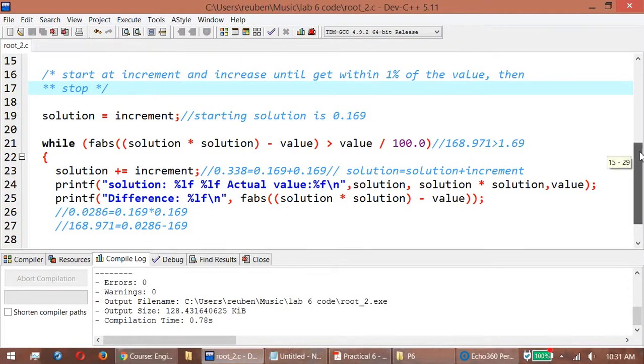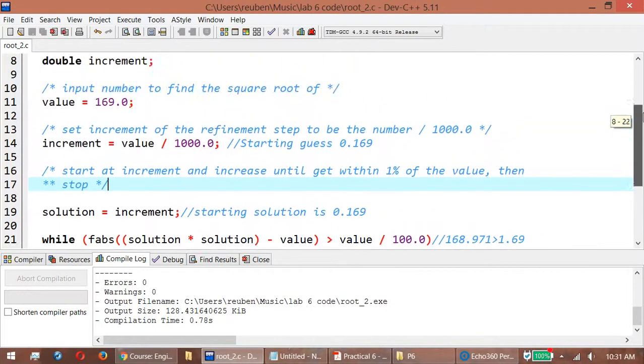So we would say that first we declare the value that we're going to find the square root of. So we're going to find the square root of 169. Then we have to have a starting guess. Of course, if your starting guess was 13 squared, we know it is 169. But what if we didn't know the answer was 13? So our starting guess, we start at a very small number.